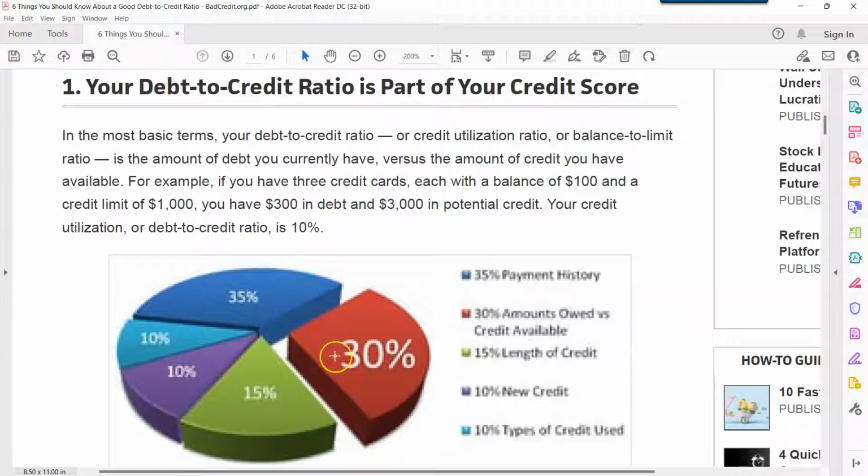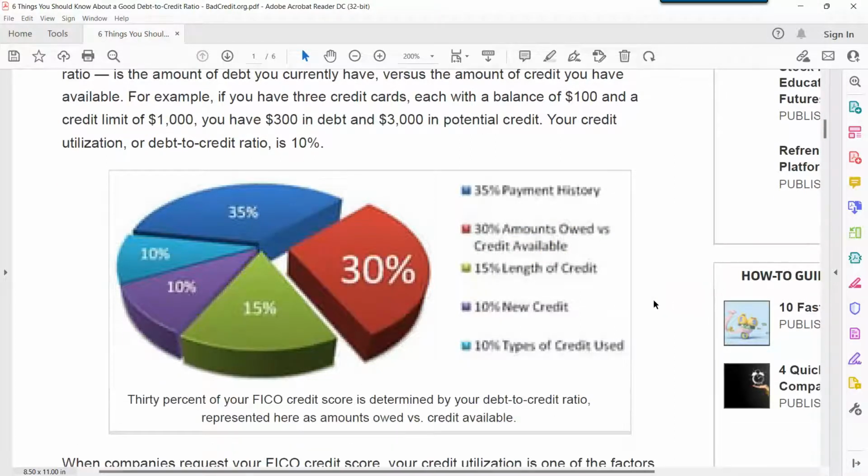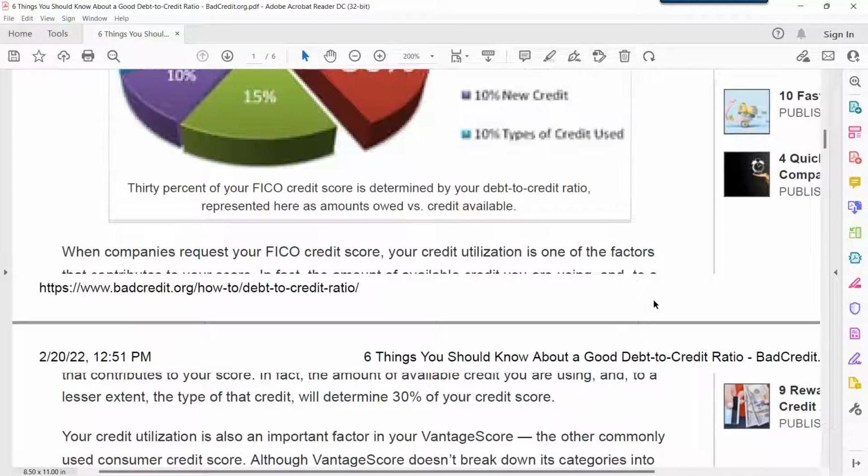So this is a very important part of your credit score. It comprises 30% of your credit score. If you look at payment history, you have 35%, and your balances or your debt to credit ratio is 30%. That means these two alone are 65% of your score. So this is what you want to focus on when you're trying to increase your score.